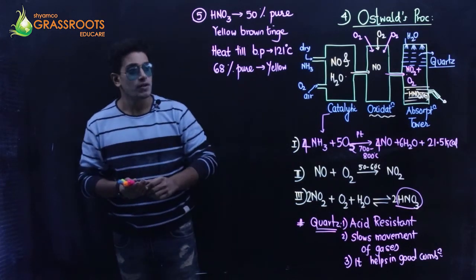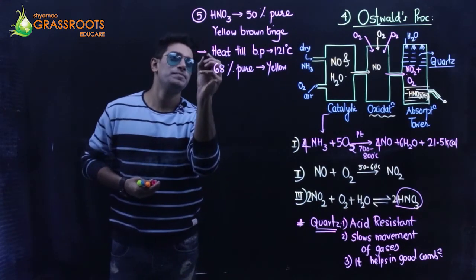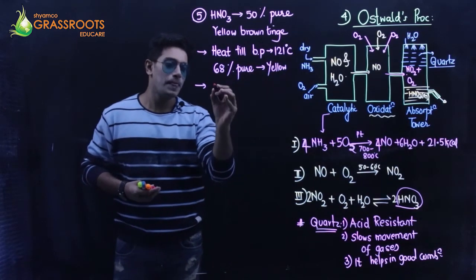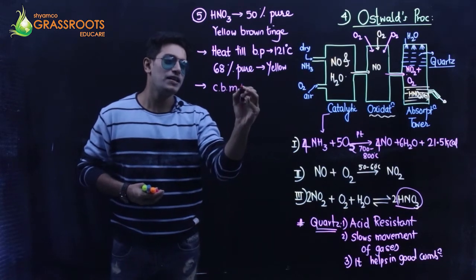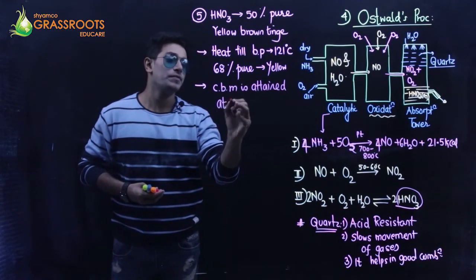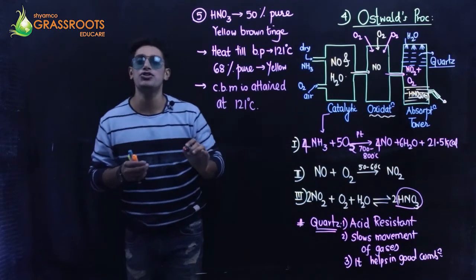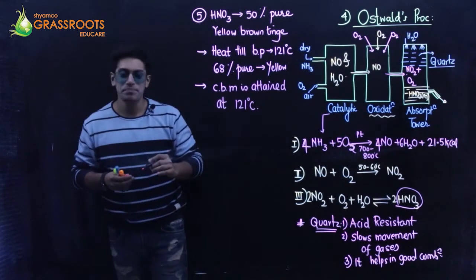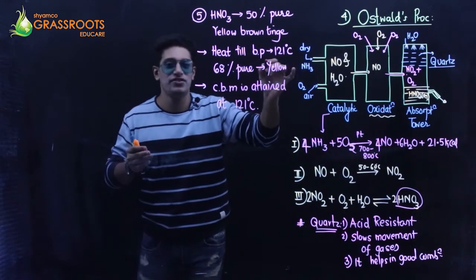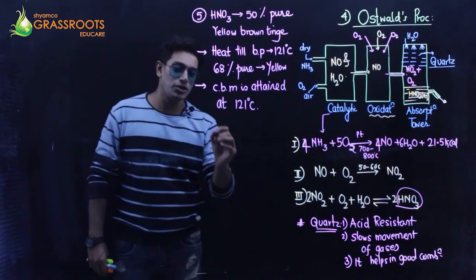So what you do is, you release the pressure. Check. To get more pure, this is called a constant boiling mixture. So CBM is attained at 121 degrees Celsius. At 121 degrees Celsius, I get a constant boiling mixture in which you can't heat more than this, because else vapors will start coming out. So CBM is attained at 121.